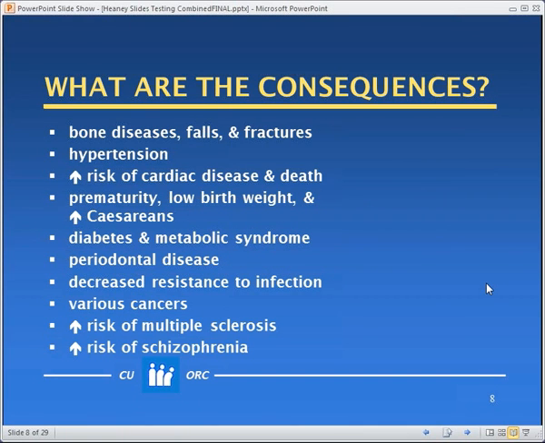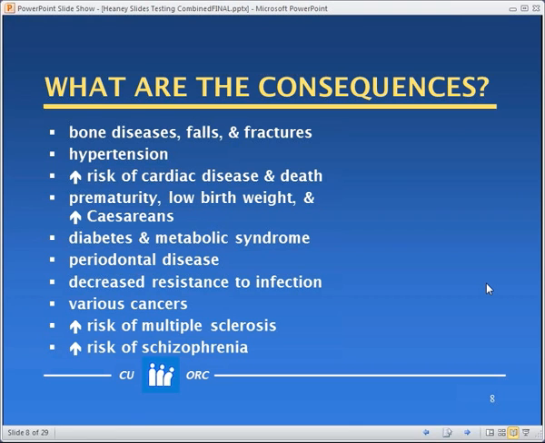Well, this is a partial list of many of the disorders or dysfunctions that have accumulated a large evidence base. For instance, the obvious one are bone diseases, falls and fractures. We've known about those for years. High blood pressure, increased risk of cardiac disease and death, increased risk of complications of pregnancy, such as low birth weight, prematurity, increased numbers of cesarean sections, and so forth.